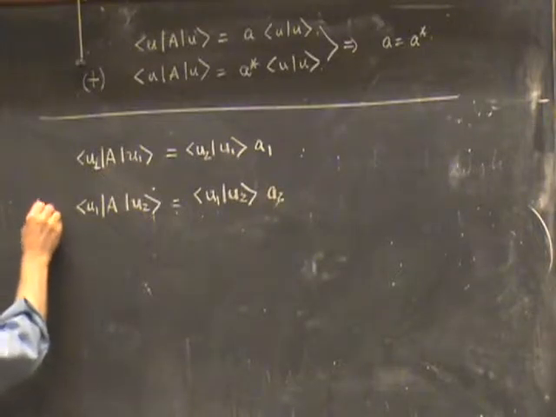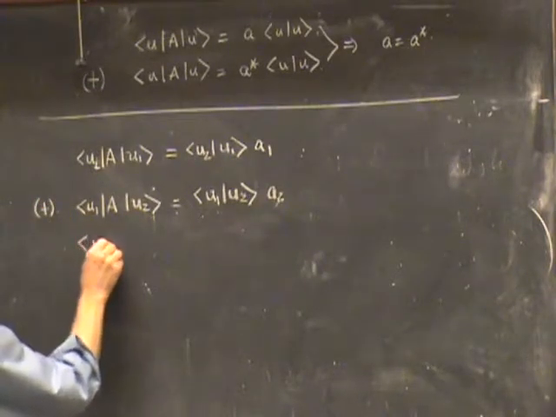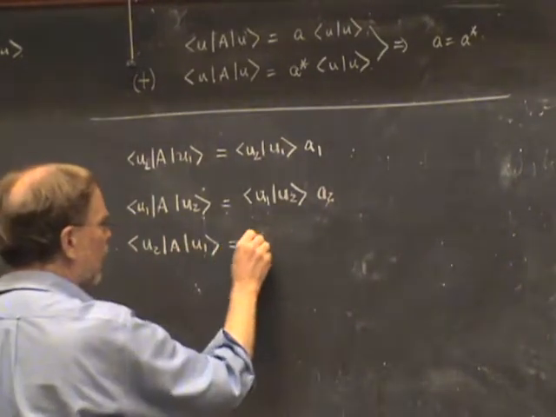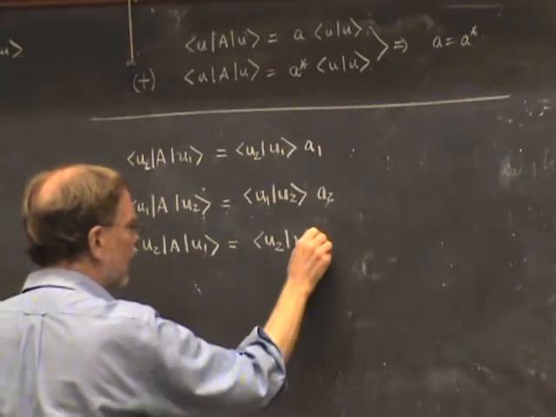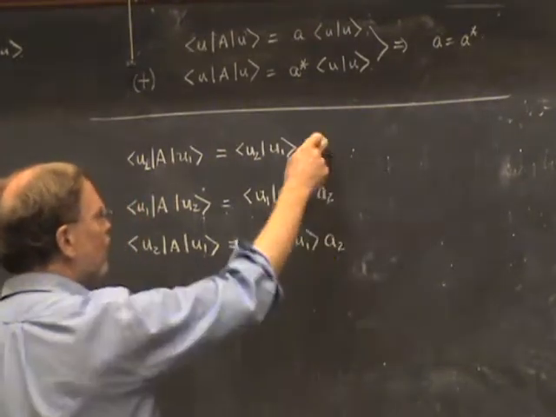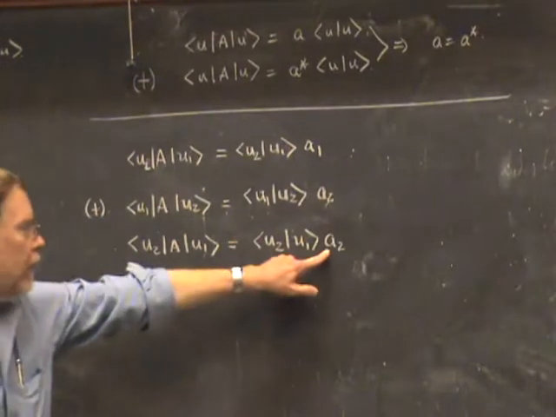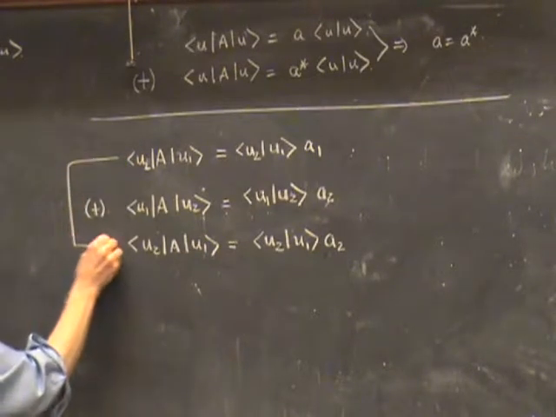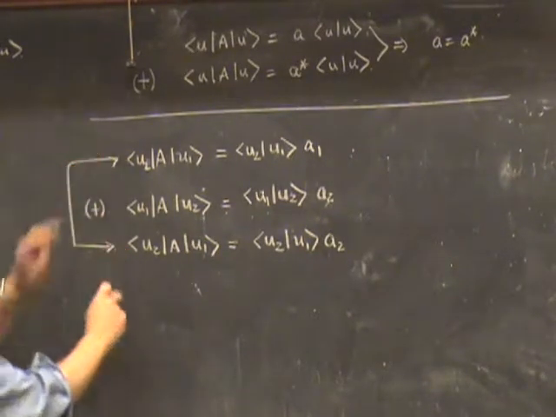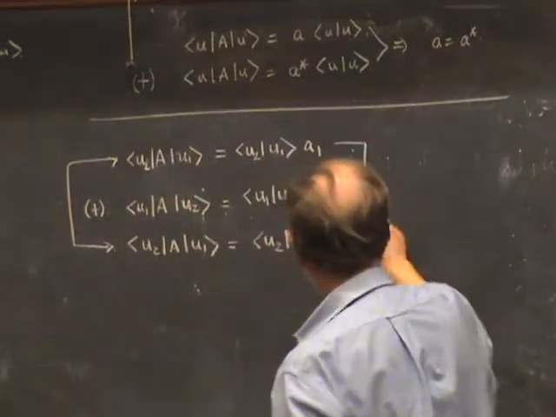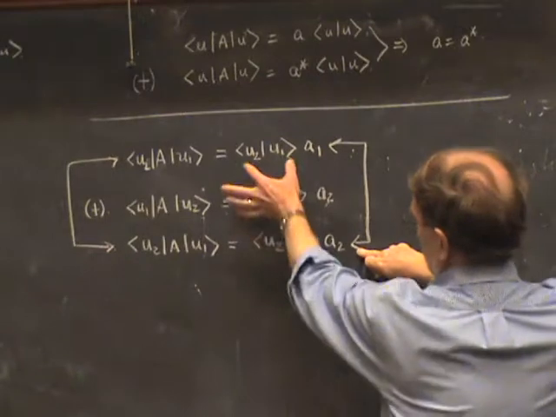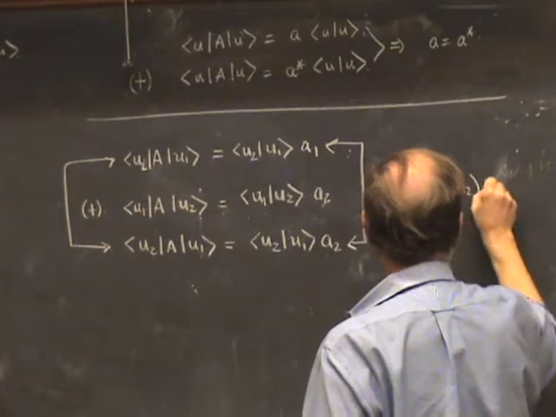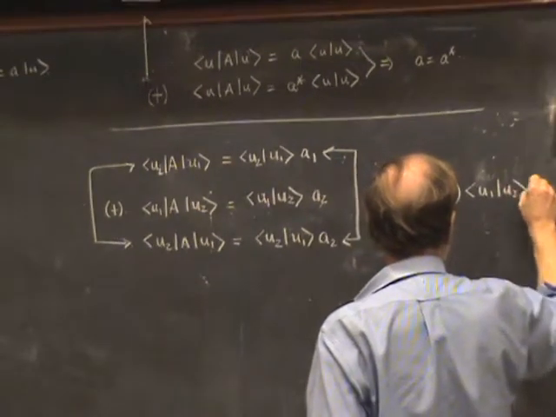And then let's take the second equation and apply a dagger to it, so we reverse things, <u2|A|u1>. I don't dagger A because it's Hermitian. And then over here I get <u2|u1> times a2, because we've learned earlier that the a's are real, so I don't have to complex conjugate the a's. But now you see, if we compare the first and the third equations, the left-hand sides are equal, and so the right-hand sides of the first and third equations have to be equal also. The scalar product is the same, so this implies that (a1 minus a2) times the scalar product <u1|u2> is equal to 0.